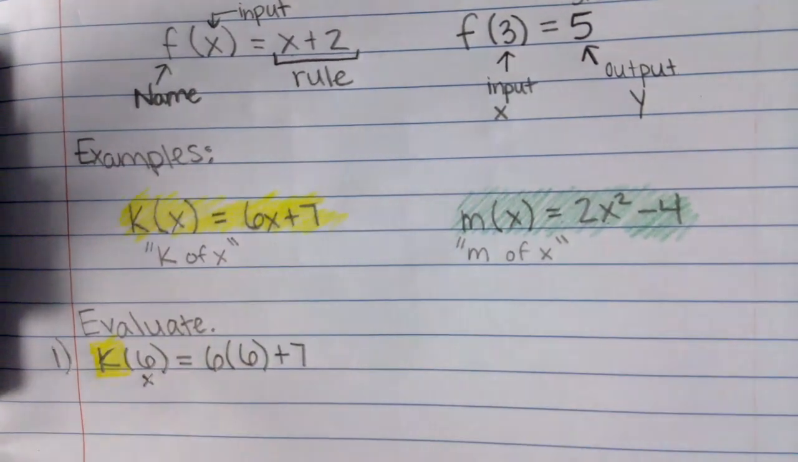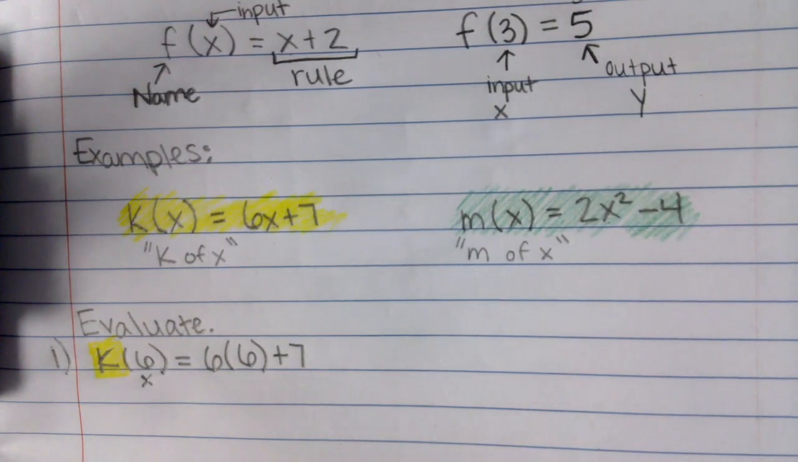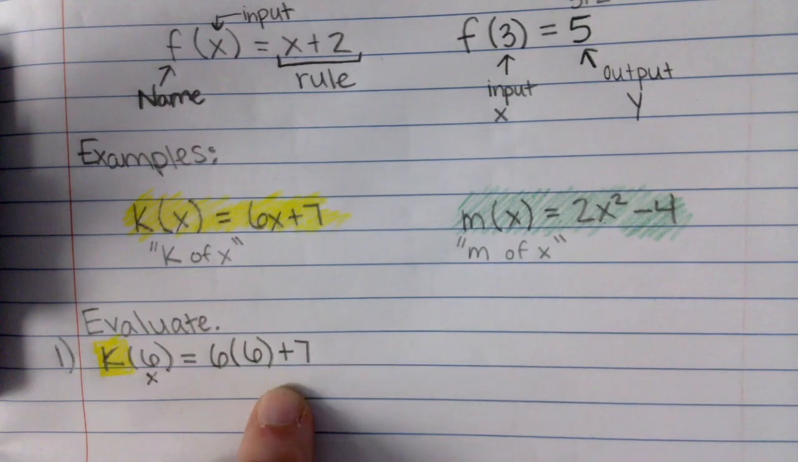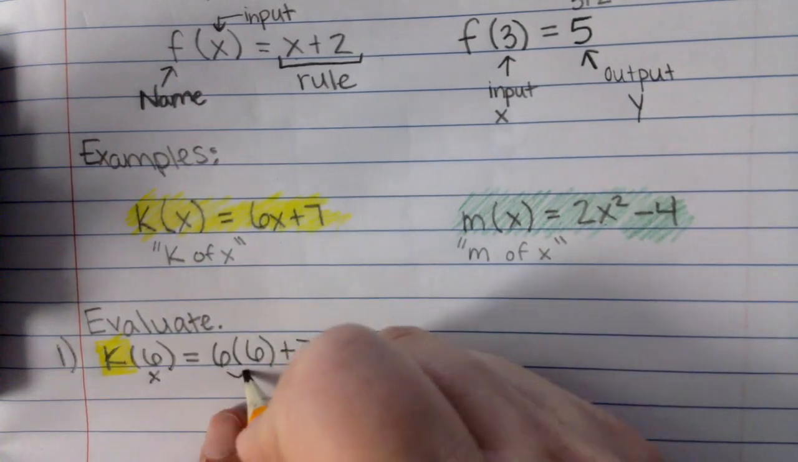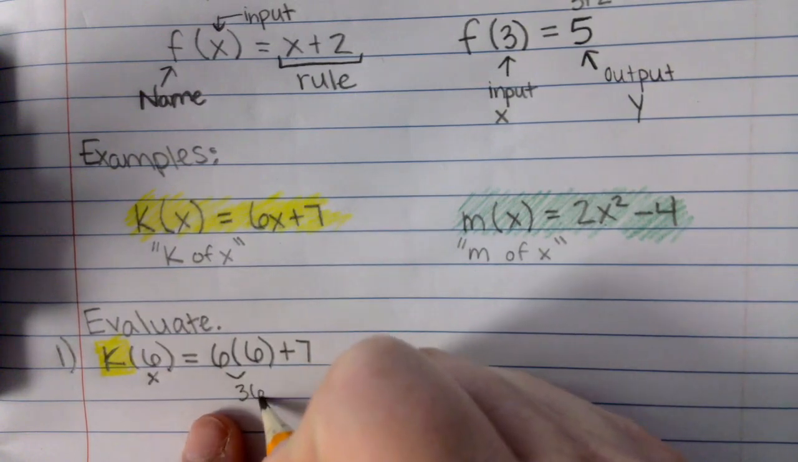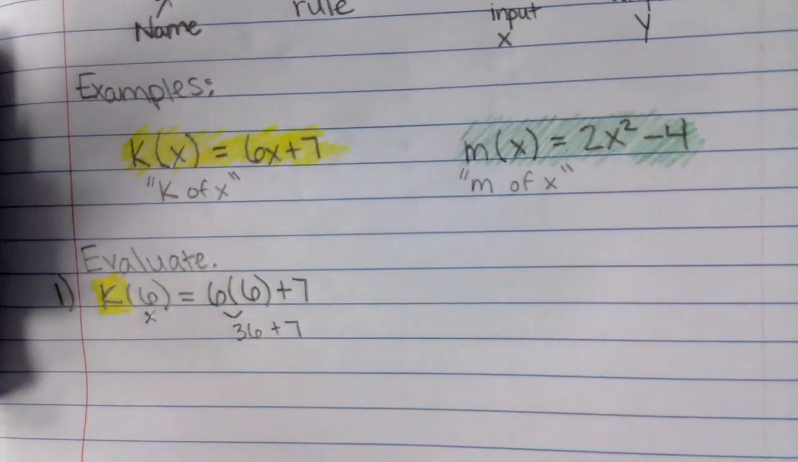We could also just use Desmos. Desmos is smart enough to do that, but we know we're going to multiply before we add. So 6 times 6 is 36, plus 7: 36, 37, 38, 39, 40, 41, 42, 43.